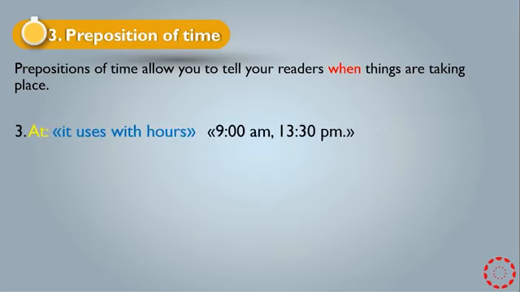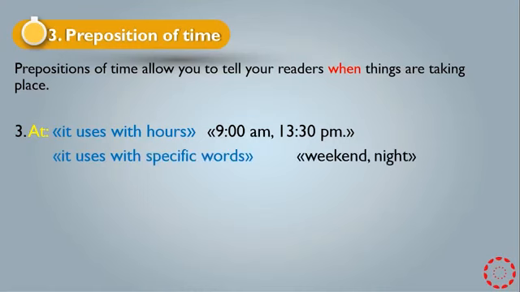The third is at. It is used with hours, for example 9 a.m., 3 p.m., or 1 o'clock, 2 o'clock. When we have a time, hours, we can use at with it. It is also used with specific words, for example weekend, night, and holiday, and things like that.